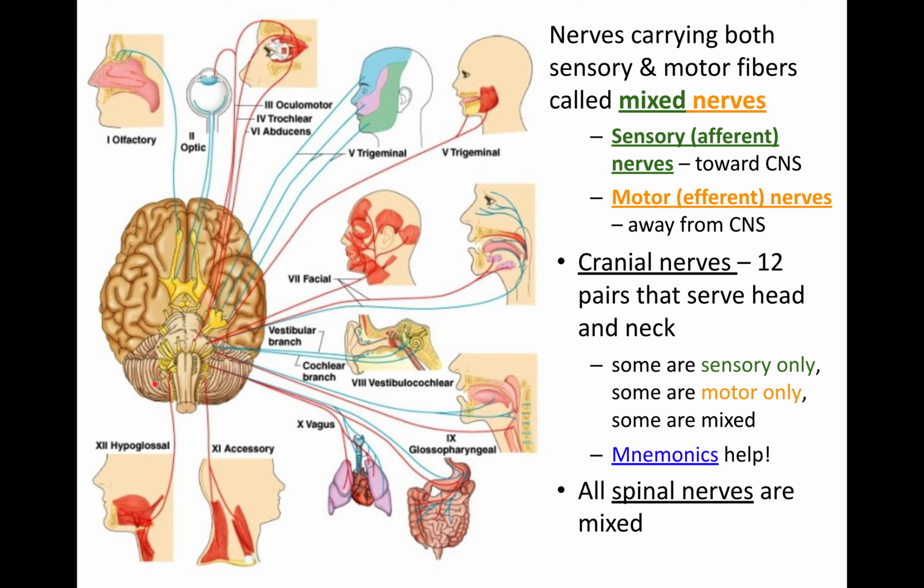But anyways, there are 12 pairs that serve the head and neck from your cranial nerve section, and some of them are sensory only and some of them are motor only and some of them are mixed. You're going to want to memorize the number order and the names of these nerves and whether they're mixed, sensory, or motor. There's various mnemonic devices that will help you remember them, and I'll introduce you to a couple later on. And spinal nerves, though, they are always mixed. Always mixed, meaning they always carry sensory information and motor information within any individual spinal nerve.